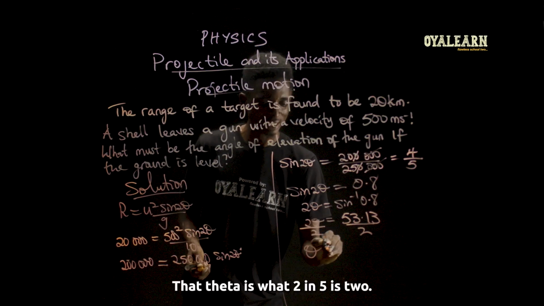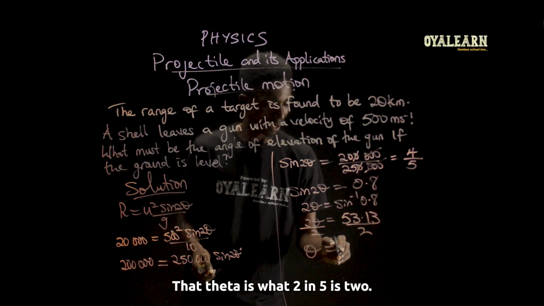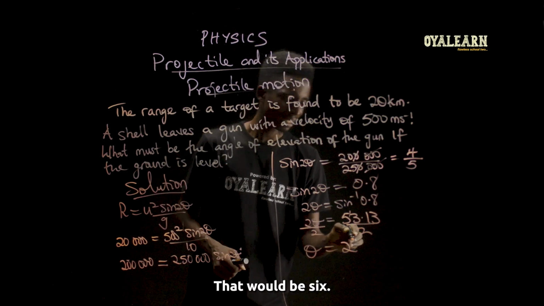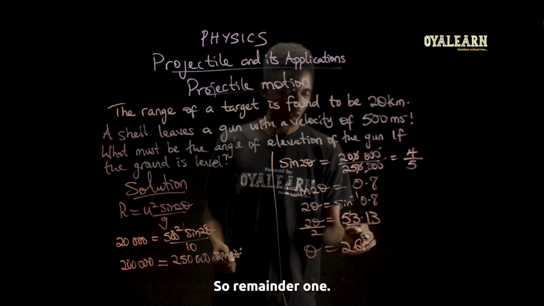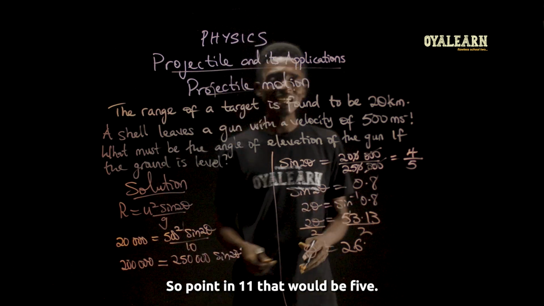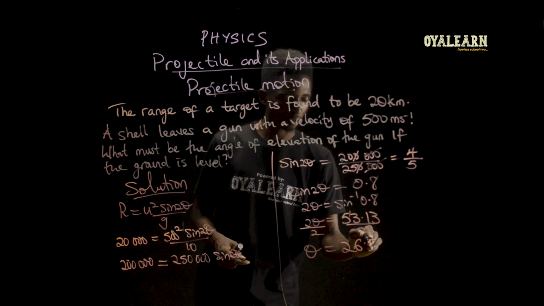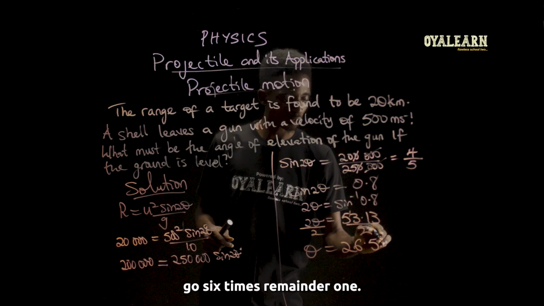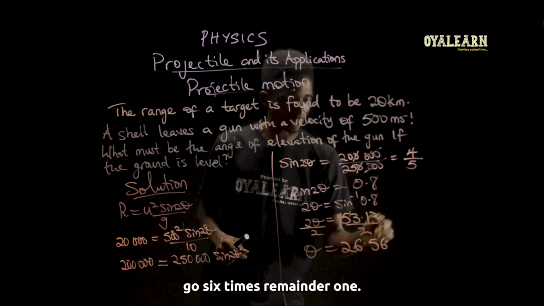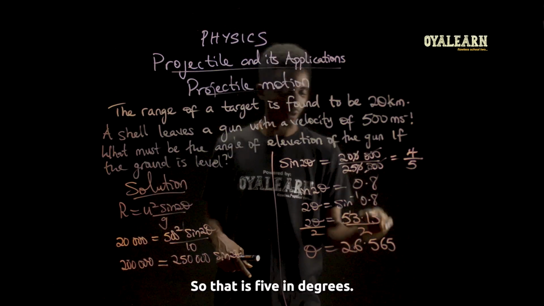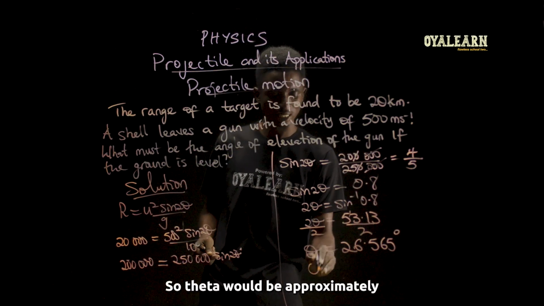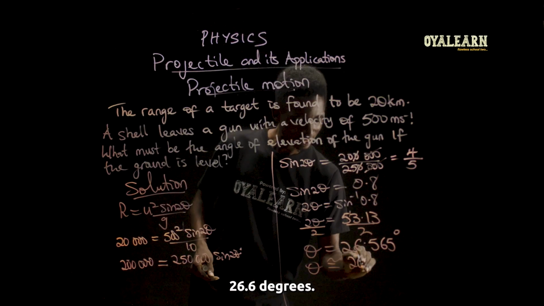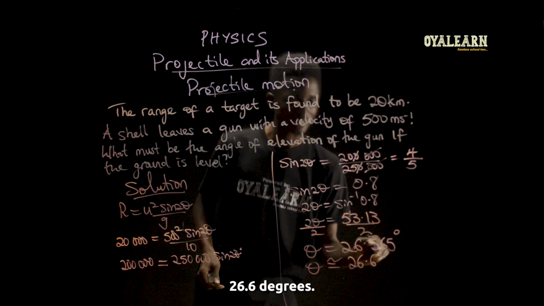And then we'll find that theta is what? 2 in 5, that is 2. Remember 1. In 13, that would be 6. So remember 1, so point. In 11, that would be 5. Remember 1. And then in 13 it will go 6 times. Remember 1, so that is 5 in degrees. So theta would be approximately 26.6 degrees.